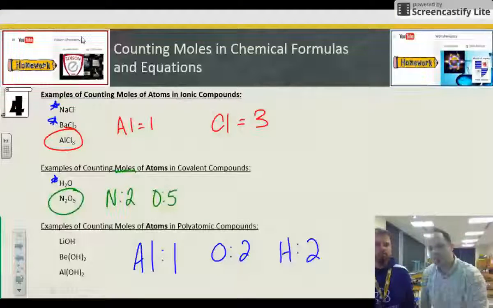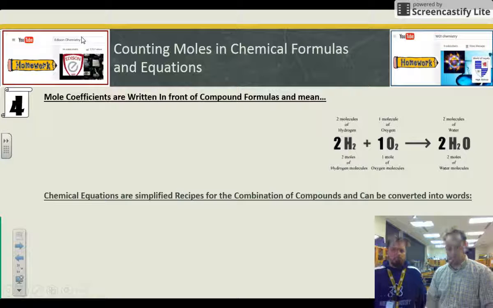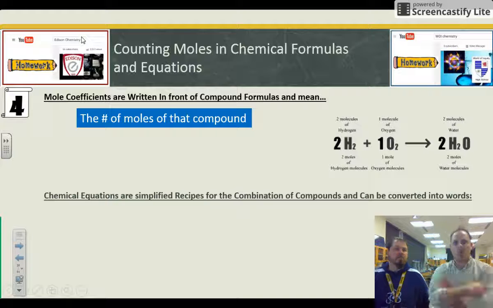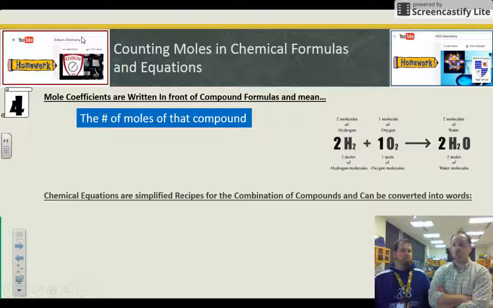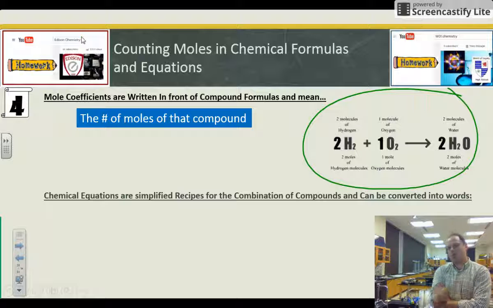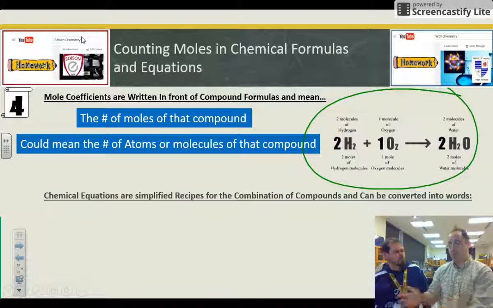And now remember, you can have a mole of a compound. You can have moles of atoms within the compound. That's what we're counting. And we're going to keep going, because the number of moles of that compound is what the coefficient means. This is the equation we're going to use for this page. We're going to convert that into a word equation so that you can see why we simplify them in this way.